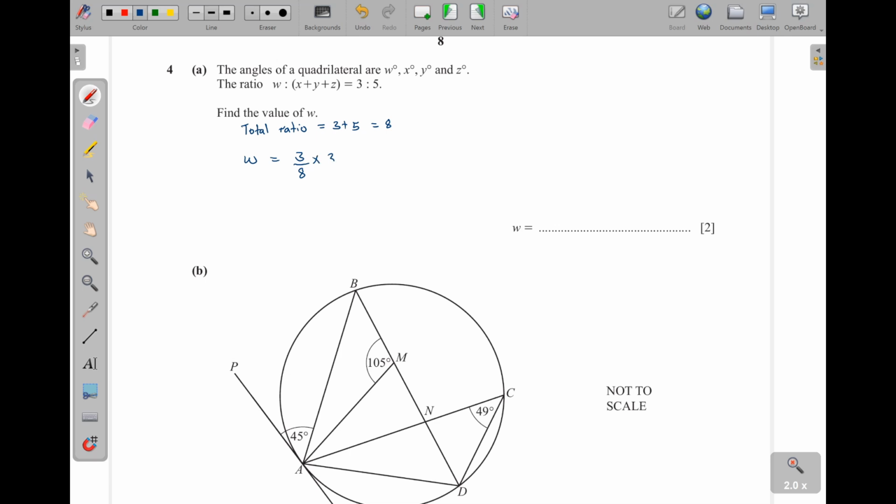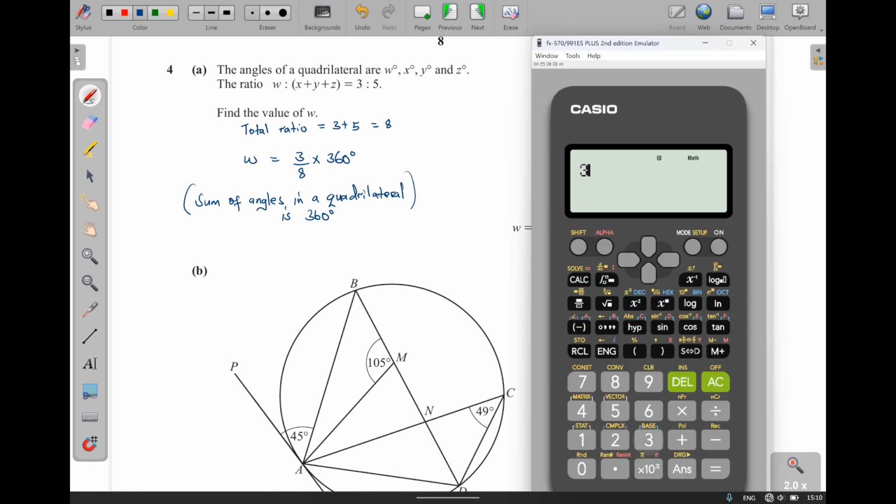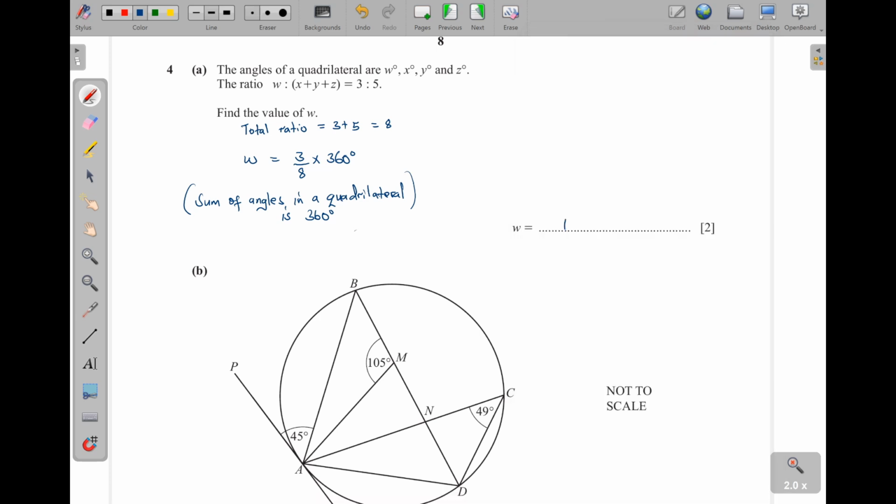Then times 360. Why 360? Because sum of angles in a quadrilateral is 360. Okay, so putting this in the calculator, we have 3 divided by 8, then times 360. This one gives us 135. So W is equal to 135 degrees.